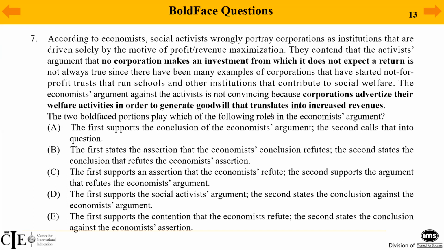The economist's argument against the activists is not convincing. So this is actually the overall conclusion of the argument. Why? Because corporations advertise their welfare activities in order to generate goodwill that translates into increased revenues. So this is again supporting that main conclusion. This is the evidence. So the second boldface is the evidence to support the main conclusion of the argument. And the first boldface is the contention of the activist's argument, which is opposed by the economists. Now give me the answer.